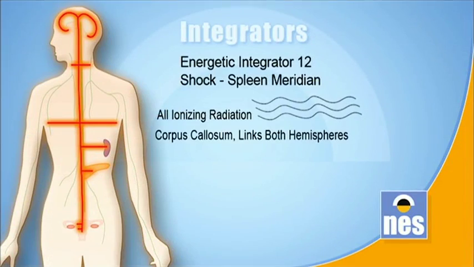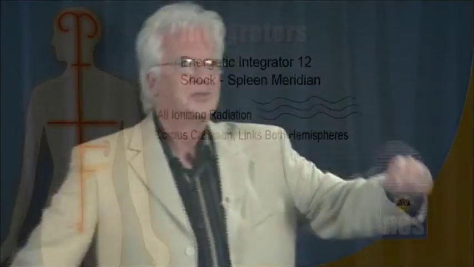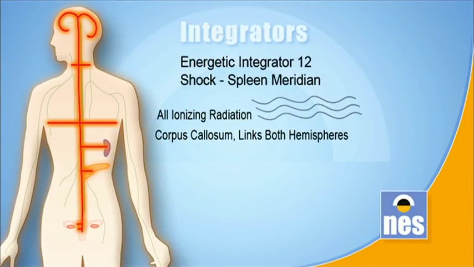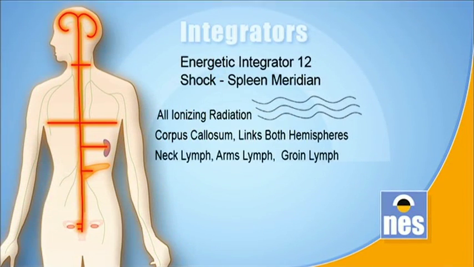There's a corpus callosum. Remember, you do this cross-crawling exercise in all sorts of therapy to get integration of left and right. That's what Integrator 12 is about, integrating left and right functions. It links both cerebral hemispheres. We've got lymph in the neck, lymph in the arms, lymph in the groin. Remember, lymph and ionizing radiation, because one is going to affect the other very much.